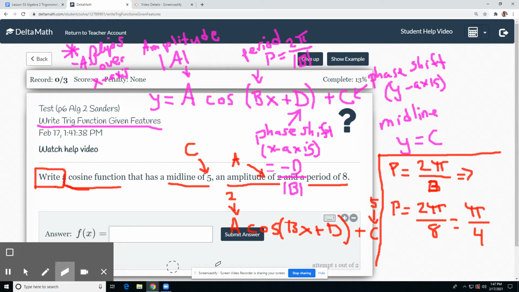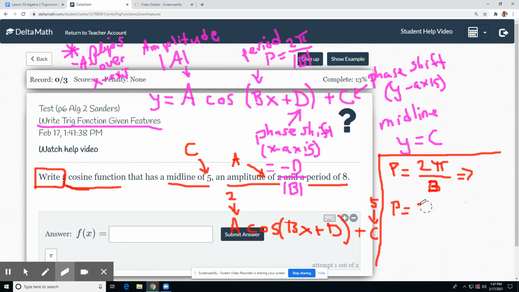Oh, I plugged it in the wrong one. Sorry. So I plugged in 8 for B. We are looking for B. We got a period of 8, so sorry about that. I knew I was wrong because I didn't have B. I need B equals. So our period is 8, there we go, is equal to 2 pi over our B.